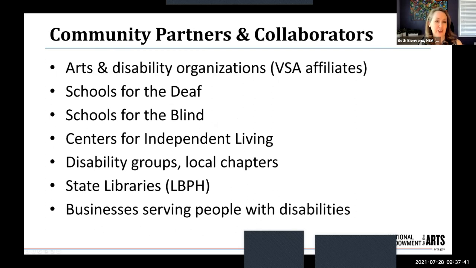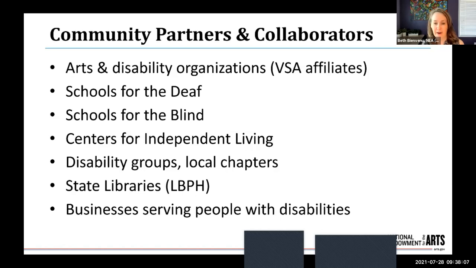And then look at your community partners and collaborators, arts and disability organizations, VSA affiliates. A lot of them have changed their names, but many are still around. Schools for the Deaf, Schools for the Blind can be very helpful, and provide lots of resources as well as audiences. Make sure that you partner with them so that their faculty and their students might be interested in your events.